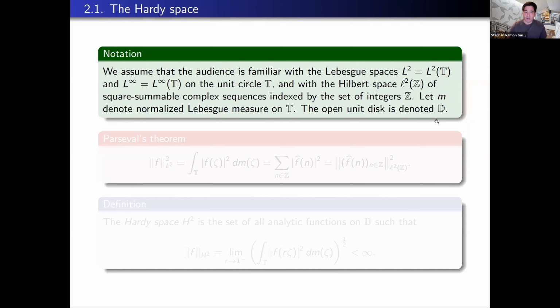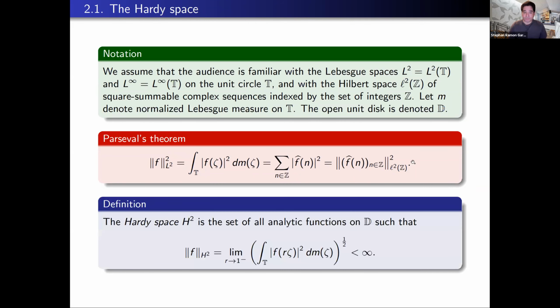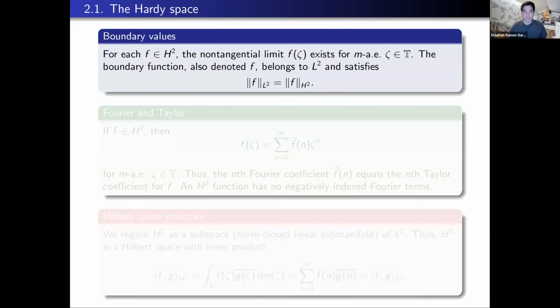So pretty standard notation. Let's recall Parseval's theorem, which says that the capital L2 norm of a function on the circle is equal to the little L2 norm of the sequence of Fourier coefficients of that function. The Hardy space, you may recall, is going to be the set of all analytic functions on the open unit disk D, so that these integral means remain bounded as R tends to 1 from below. Again, I'm going to go through this rather quickly because I'm assuming that everyone has attended that first series of lectures on the Hardy space.